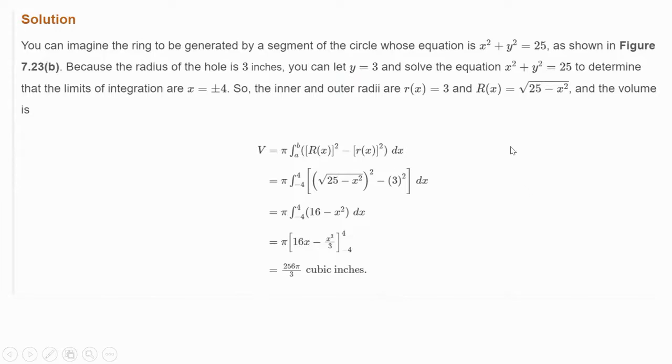And we figure out what x is because we know that x squared plus y squared equals 25. And we're putting y to be 3. So x squared is equal to 16, or x is equal to plus or minus 4. So the inner radius is 3. The outer radius is on that circle, which is the square root of 25 minus x squared. So we have a formula for the volume, and this is a washer method.